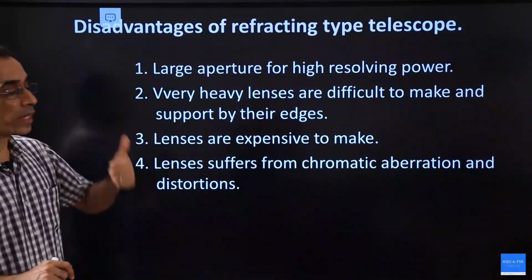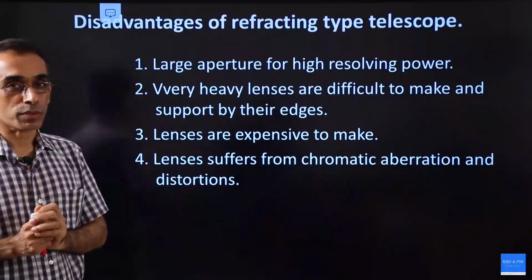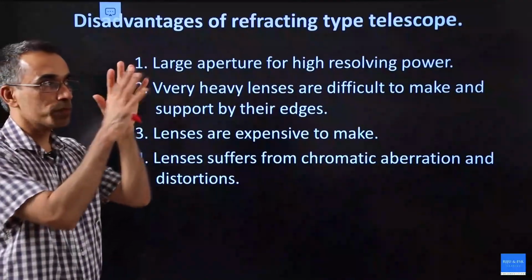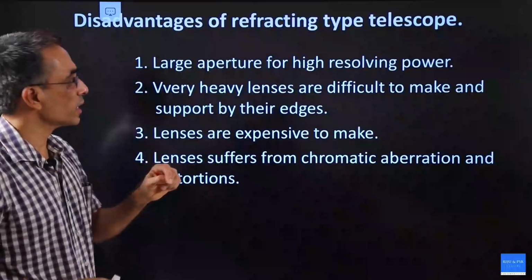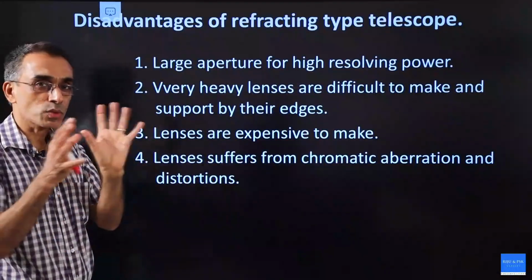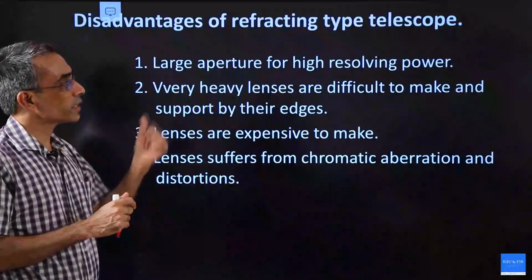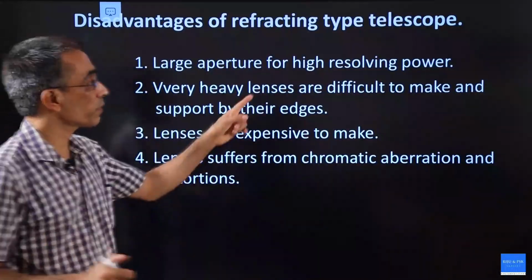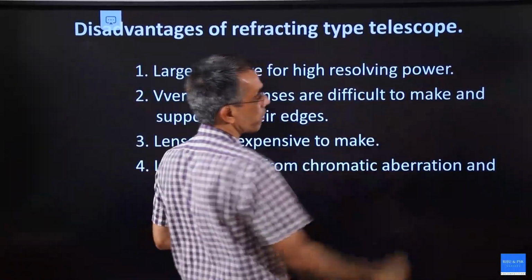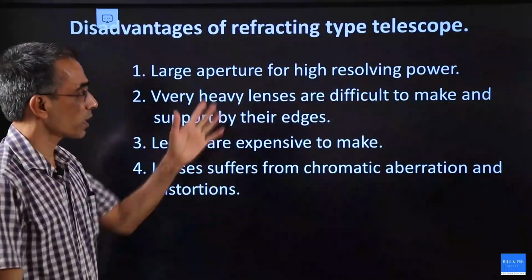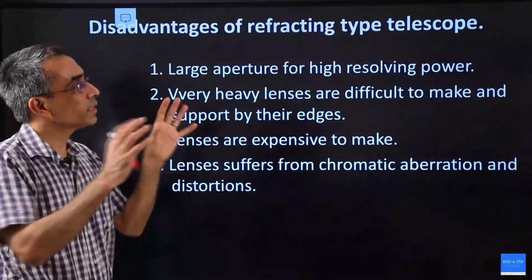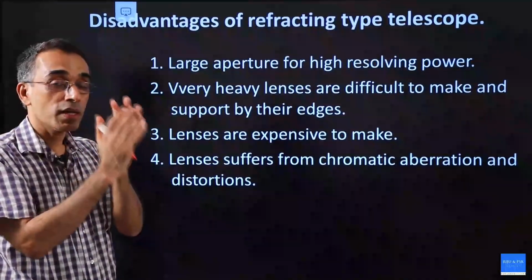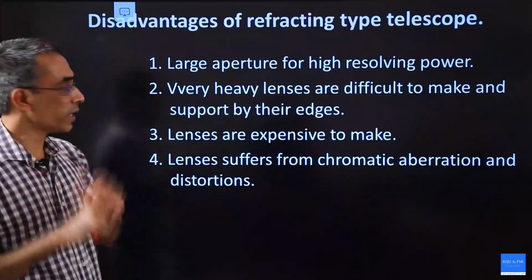What are the disadvantages of a refracting type telescope? I told you earlier the objective lens should have a large aperture to collect a large amount of light. So, this is a disadvantage. A large aperture lens is actually a discomfort. To increase the resolving power, you will learn this in the chapter wave optics, then you will understand it. To have a large resolving power, we need a large aperture. It becomes large in size because it is a lens.